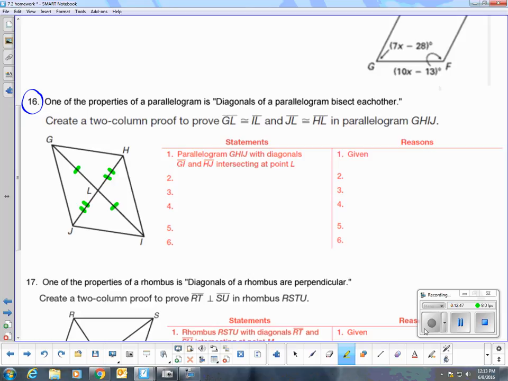So my plan is, in order to prove that those two parts are congruent to each other, I'm going to prove that this triangle is congruent to this triangle. Now, if I can prove that those two triangles are congruent to each other, then I can say that all the corresponding parts are also congruent to each other. So let's start with our parallelogram and what we know.